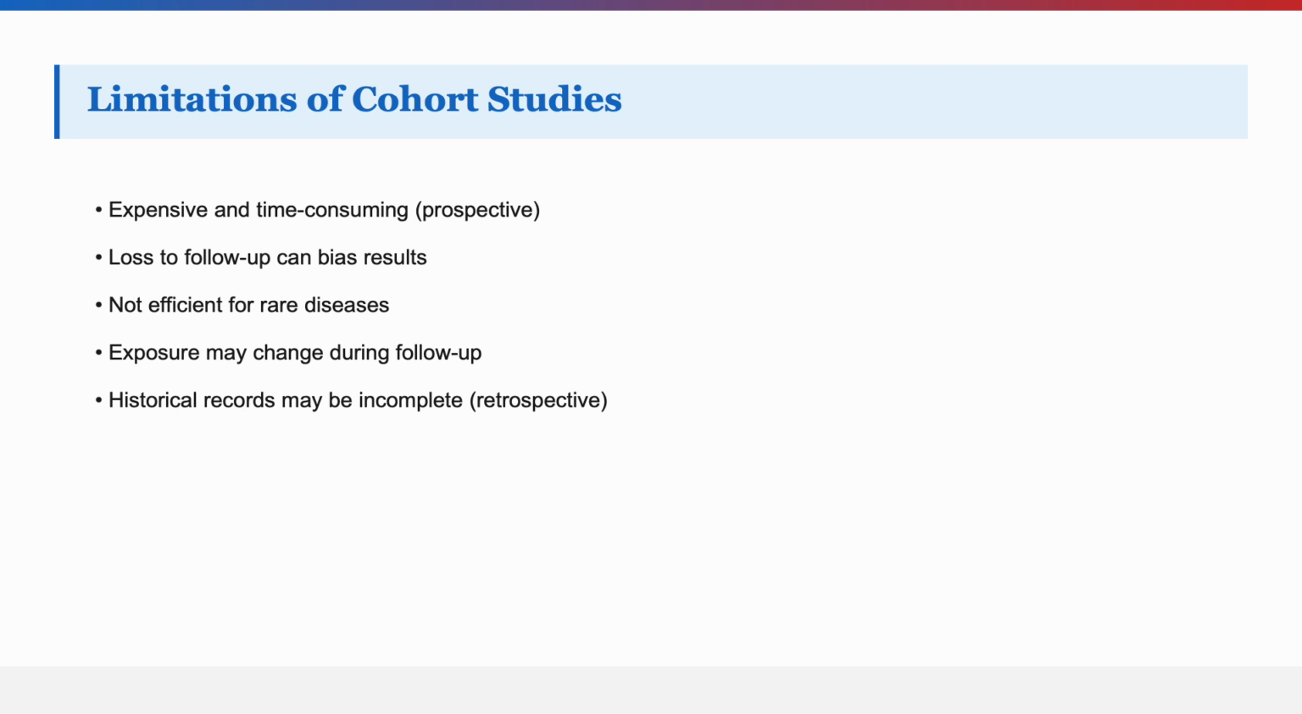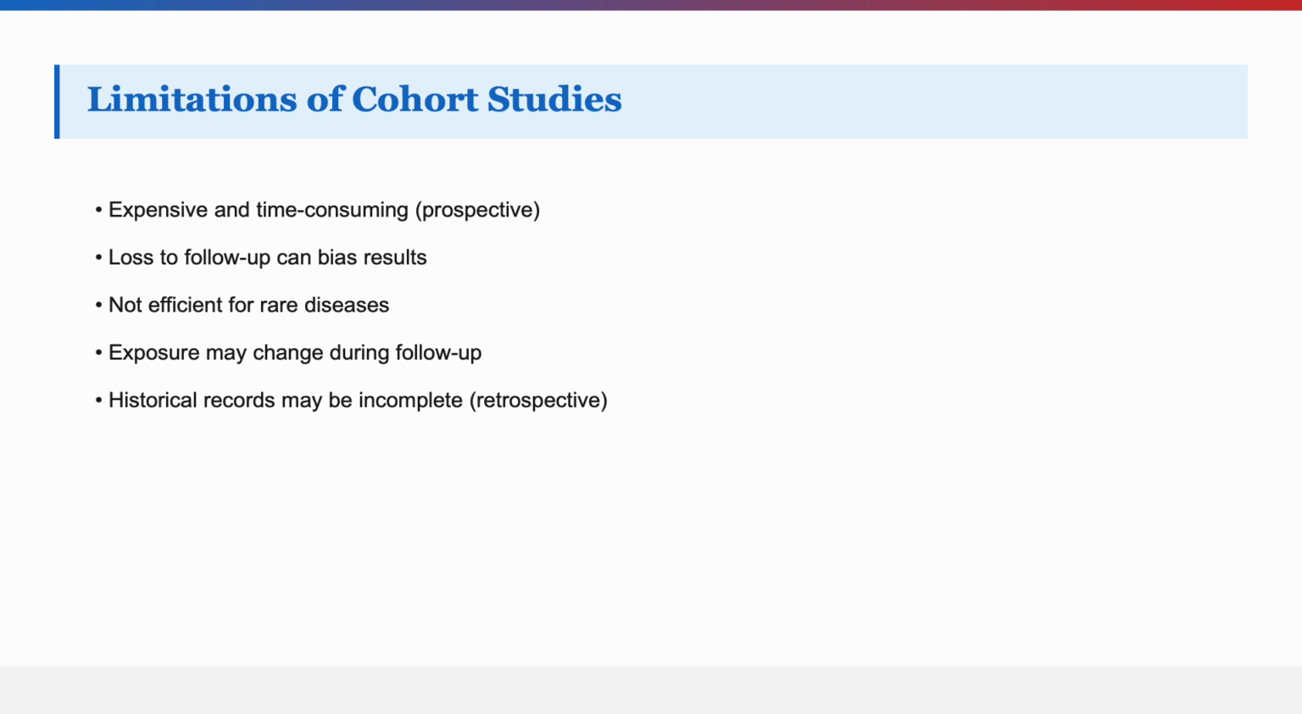Exposure may change during follow-up. You classified someone as a non-smoker at baseline, but they started smoking at year 5. Do you count them as unexposed? Handling time-varying exposures requires sophisticated analysis.